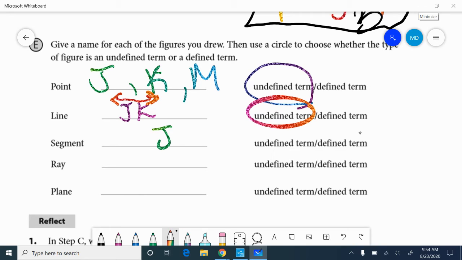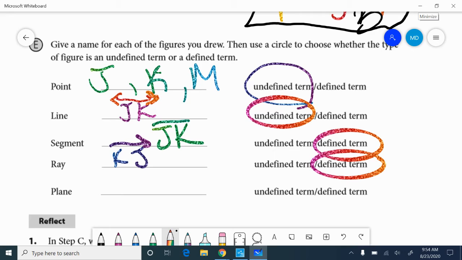Segment, we had segment JK. This is a straight line on top, no arrows. Those are reversible, so I could also write KJ with a line on top. Now, segments are defined terms. Then we have ray KJ with an arrow pointing this direction. Now, I have to make sure I put those in the specific order as which I drew above. It started at K, went through J, and continued on past J. A ray is a defined term.